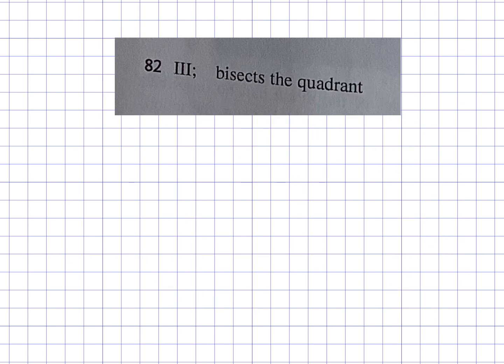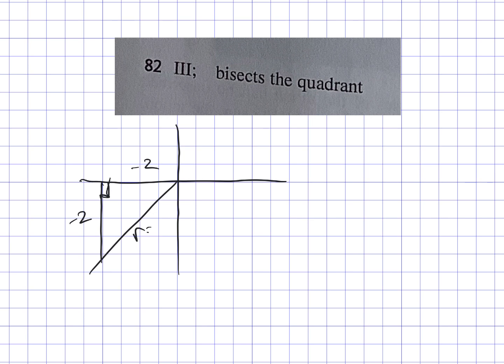Bisects the quadrant. So you're bisecting quadrant 3. Bisecting means angle bisector. So this is 45-degree angle. So -2, -2. You could use -1 and -1, or -3, -3. It doesn't really matter. So what's r then? Okay. All right. So you have -2 squared. I just used -2. You could use anything you wanted.